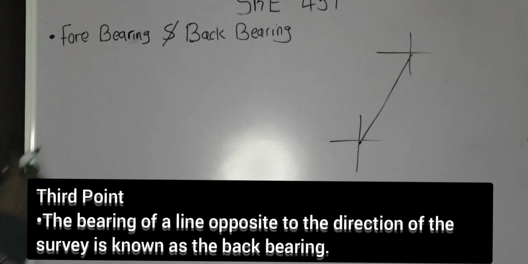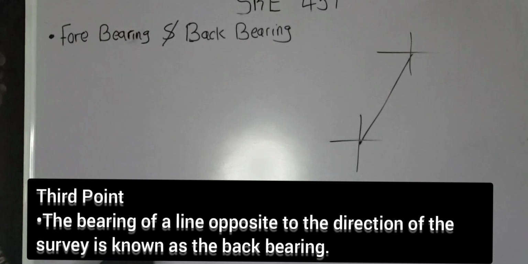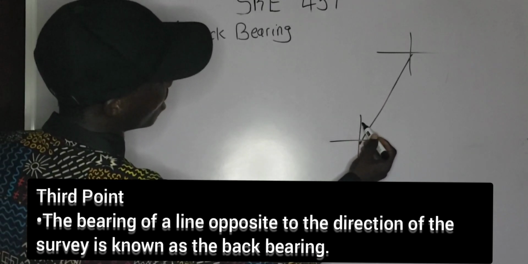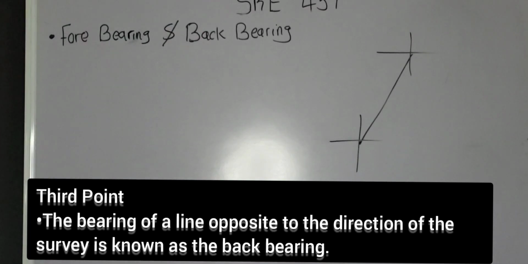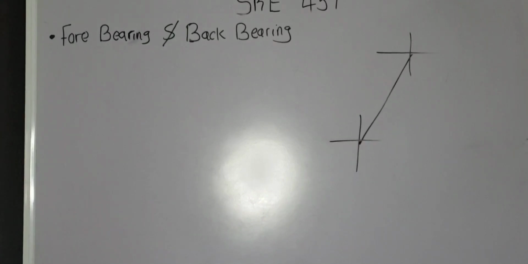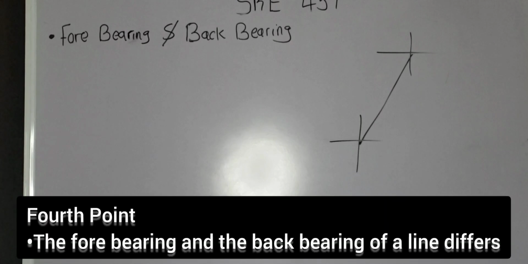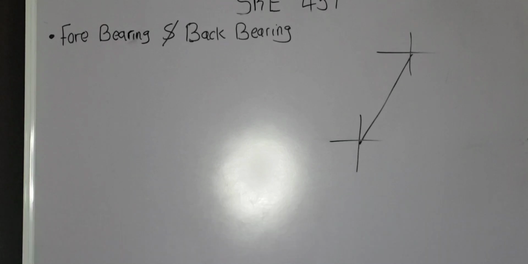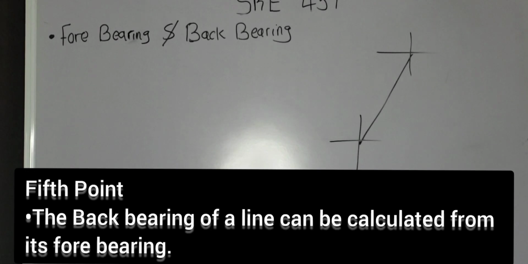That is, if the survey progresses northward, peradventure if the survey progresses north-south, the bearing of that line is the angle between the line that we have. Okay, that is what it means by fore bearing. The bearing of a line in the direction of the survey is known as the fore bearing, and the bearing of a line opposite to the direction of the survey is known as the back bearing. Now the next point is that the fore bearing and the back bearing of a line differ. Please, I want you to note those points. Then point 5 is that the back bearing of a line can be calculated from its fore bearing.